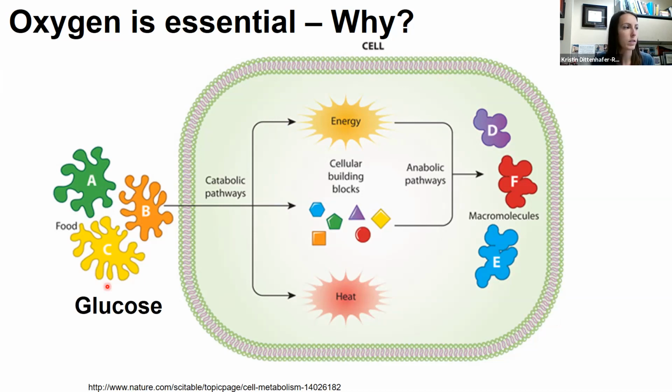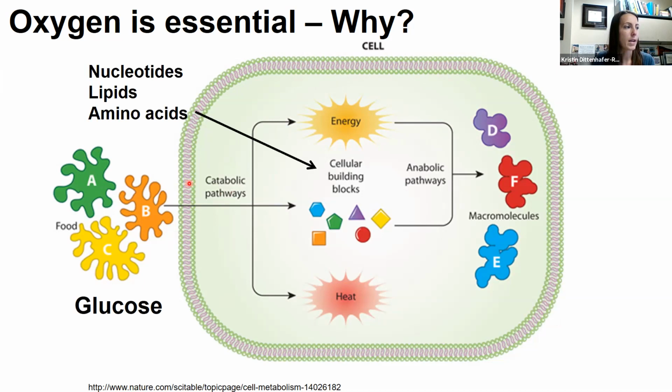So glucose comes into our cells, and through a variety of pathways known as catabolic pathways, or pathways that break a bigger molecule into a smaller molecule, we get to these cellular building blocks. Examples of cellular building blocks include things like nucleotides or lipids or fats or amino acids. So we can break glucose down into these smaller building blocks. And in the process, we get out some energy in the form of this molecule called ATP, or adenosine triphosphate.